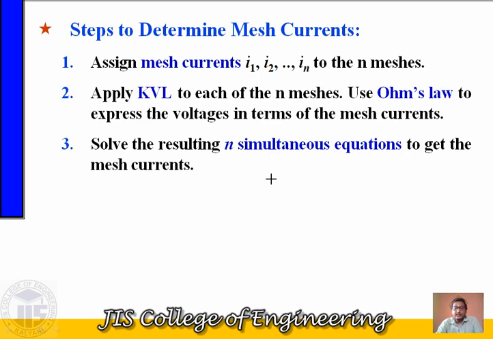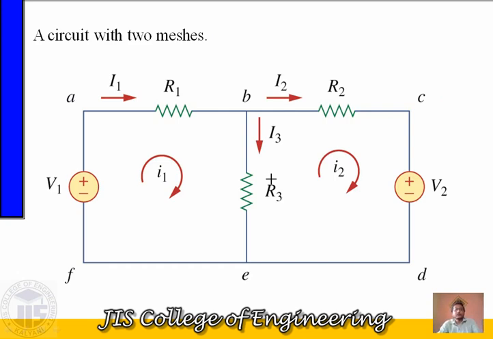Now let's see how we can solve this by using this procedure. Here one simple circuit is given. The circuit consists of several resistances R1, R2 and R3, and two different voltage sources V1 and V2. We can say that V1 and V2 are independent voltage sources connected within the circuit.